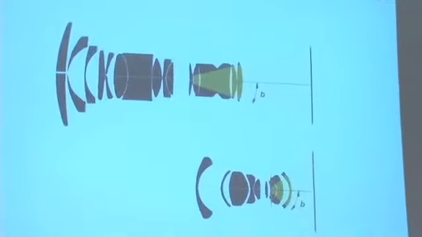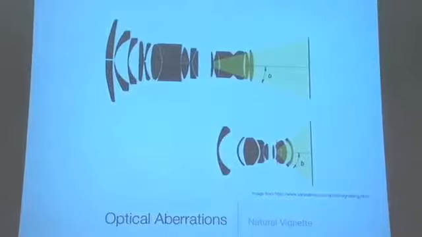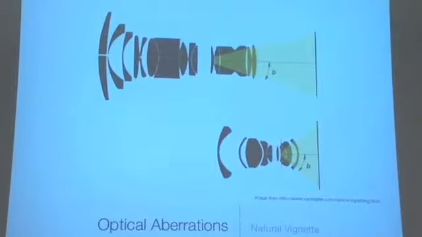So there is even one more way that we can have a vignette as well. Unfortunately, this one is a little bit more complicated, but this deals with the way that the light flows, or the way that the light is focused onto the sensor itself.